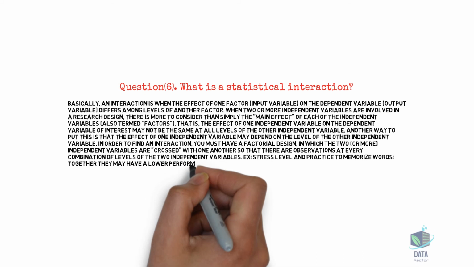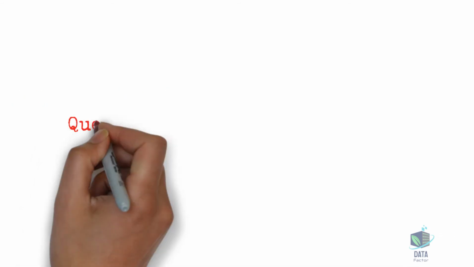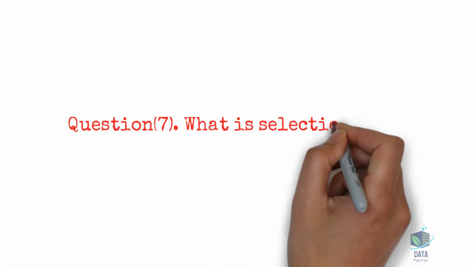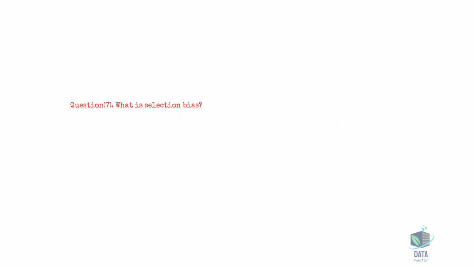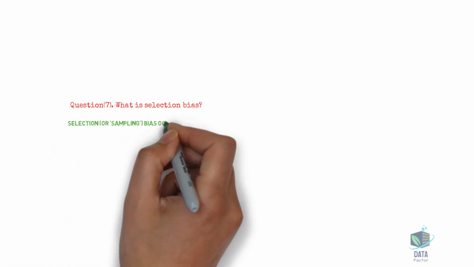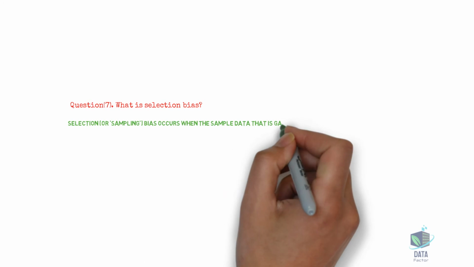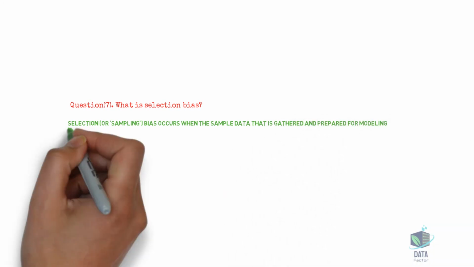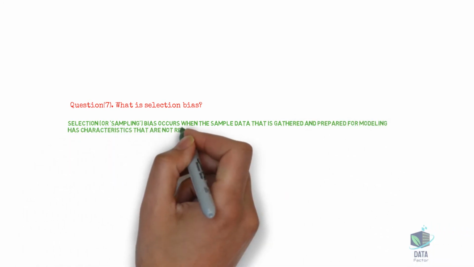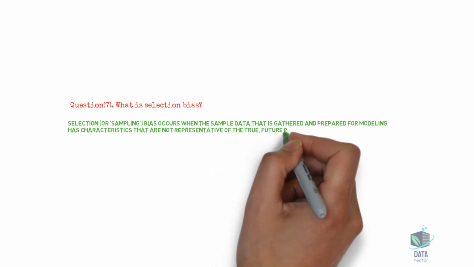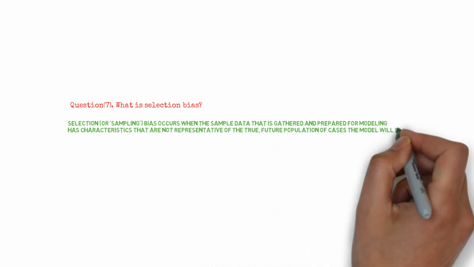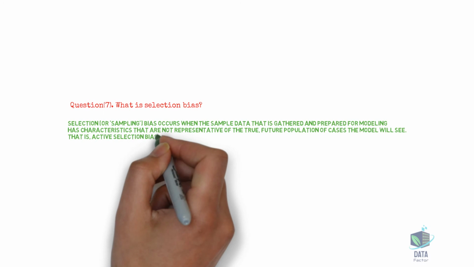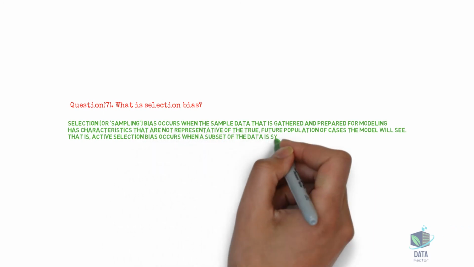Question 7. What is selection bias? Answer: selection, or sampling, bias occurs when the sample data that is gathered and prepared for modeling has characteristics that are not representative of the true, future population of cases the model will see. That is, active selection bias occurs when a subset of the data is systematically, i.e., non-randomly, excluded from analysis.